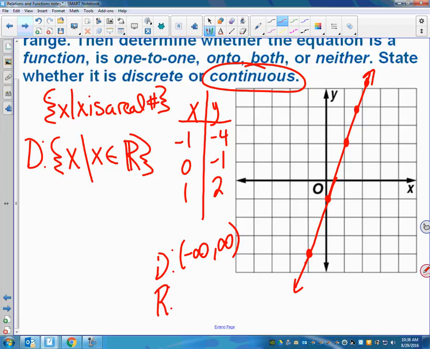I just like to teach it. I think this is the way to go, right? Like, in interval notation.